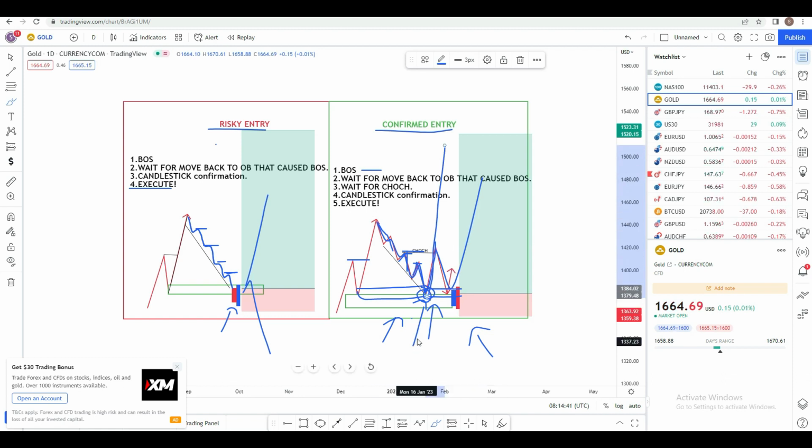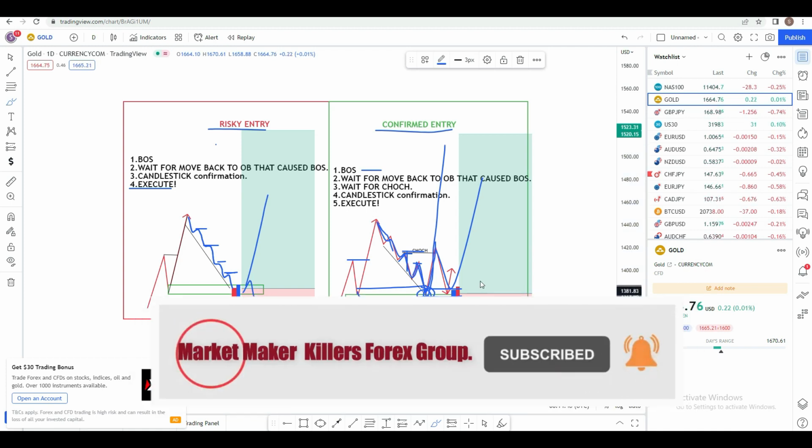But remember, the goal and the key is to actually be profitable in the long run. That's what you want to do.